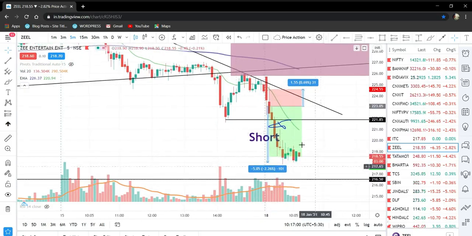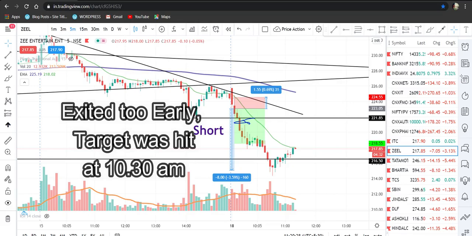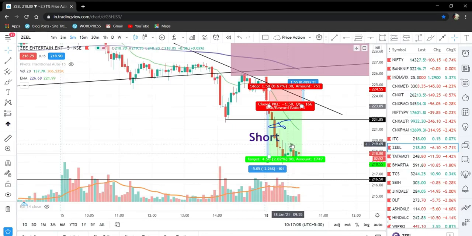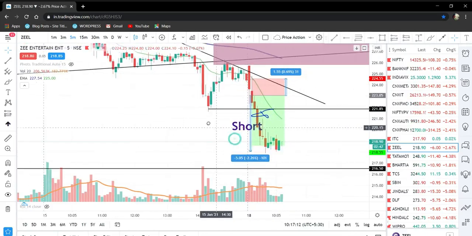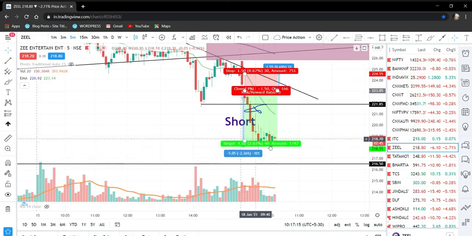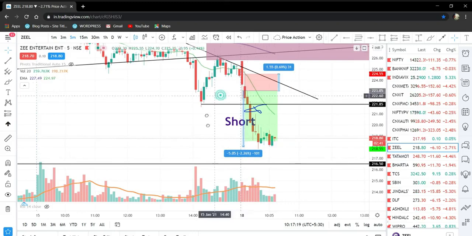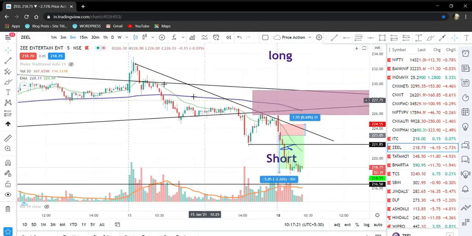So now why was my target at this point and not at this point? The main reason is because there is sort of consolidation around this point, and I decided to exit my trade because my risk reward ratio was 3:1, which is not bad. So I exited around this point about, I would say, 10 minutes ago, and you can see that our analysis in Z Entertainments was right.